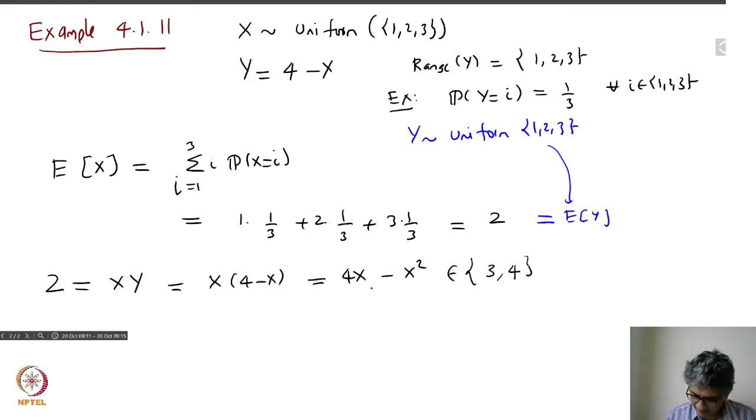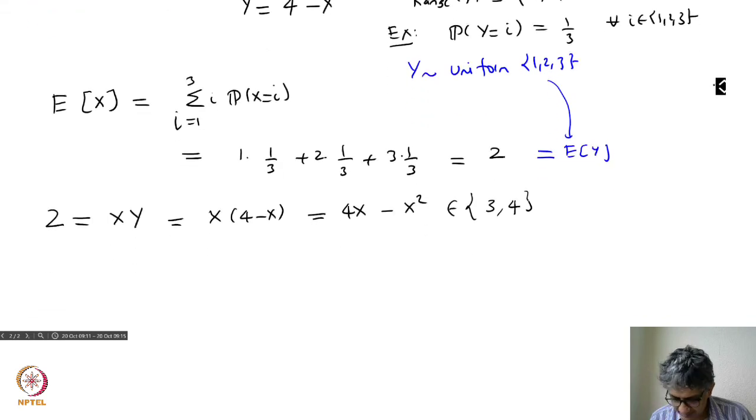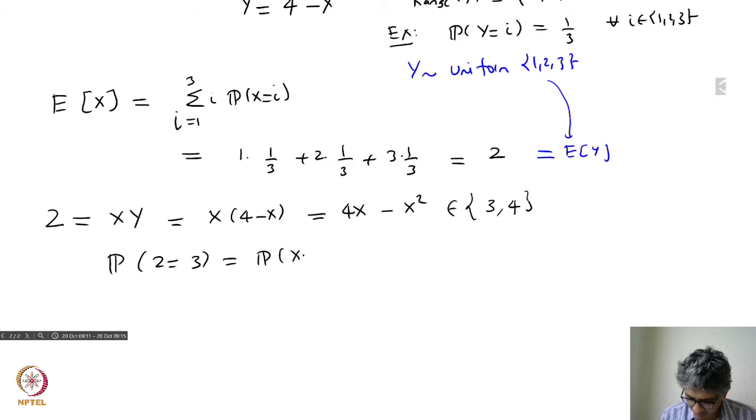Or am I making a mistake again? It's 4 minus 1 is 3. That's 3. Right. So then the chance that z is equal to 3 is the same as the chance that x is equal to 1 or x is equal to 3. So that gives you 1/3 plus 1/3, and that's 2/3.